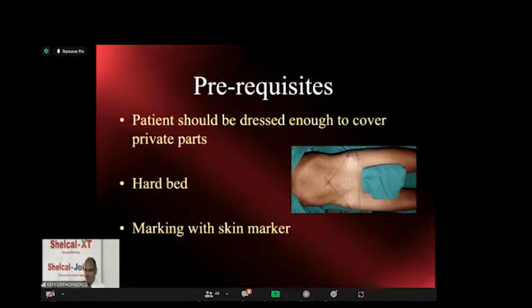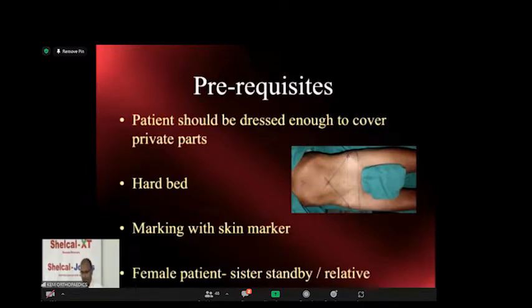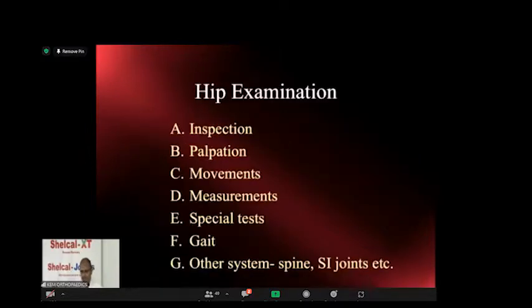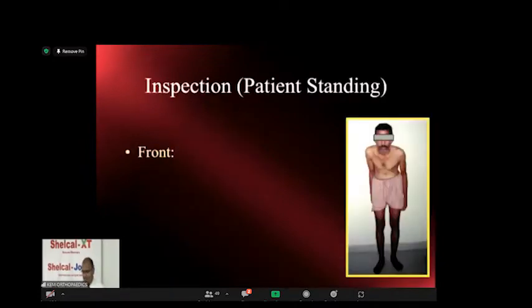There is spirit or ether available. Wipe out those marks. And if it is a female patient, always insist that a sister, or maybe a female attendant, should be standing there. Next, we come to the important part: inspection, palpation, movements, measurements, special tests, gait, and other system examination.